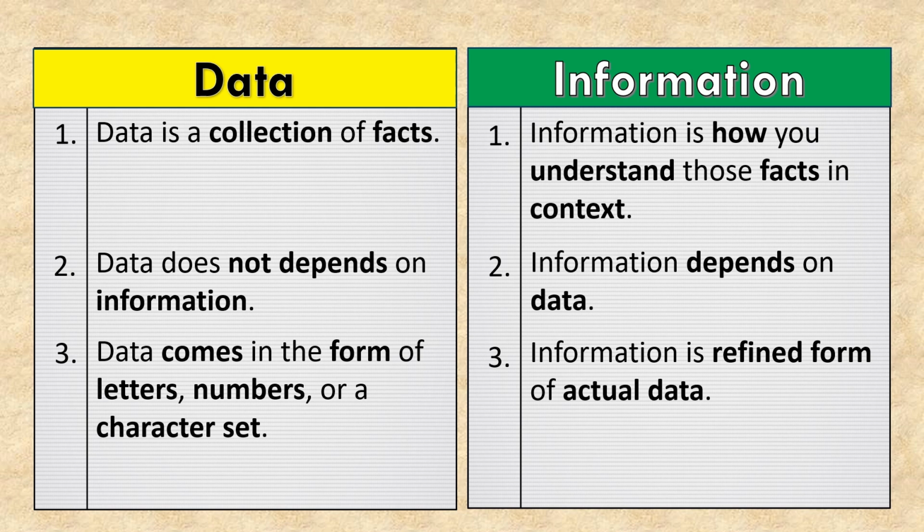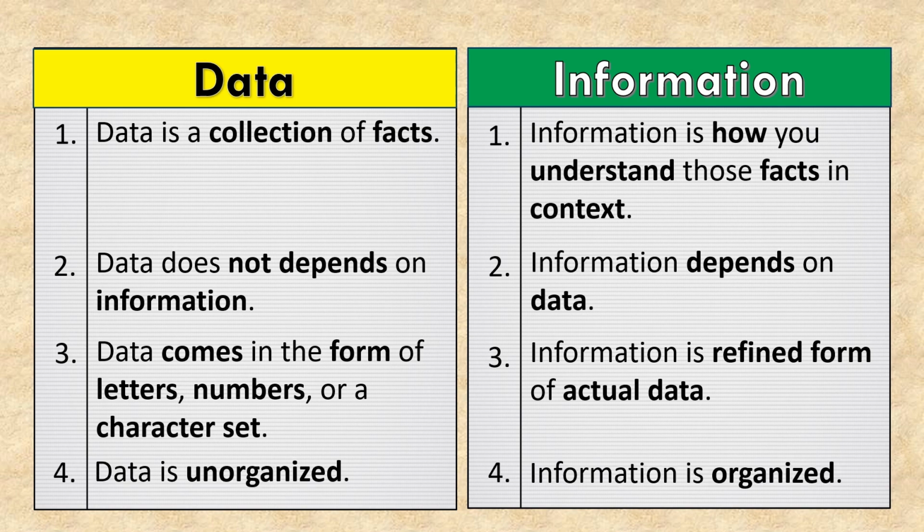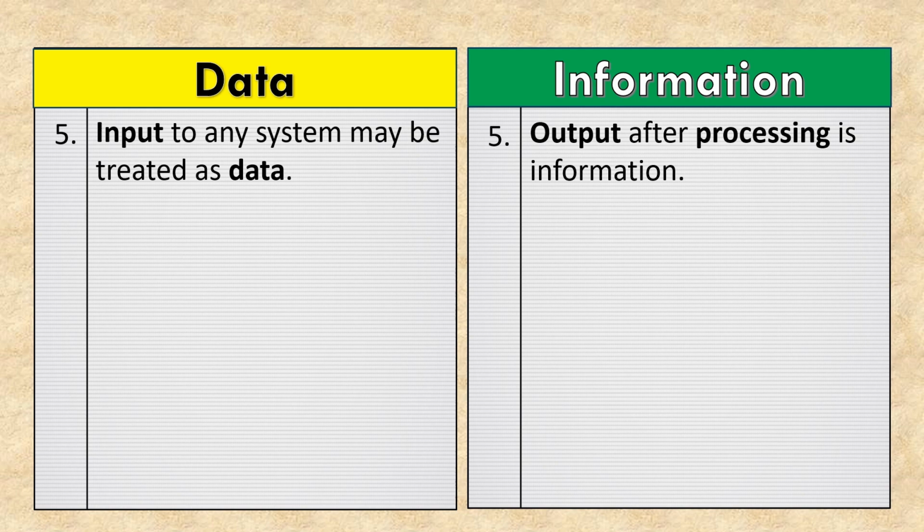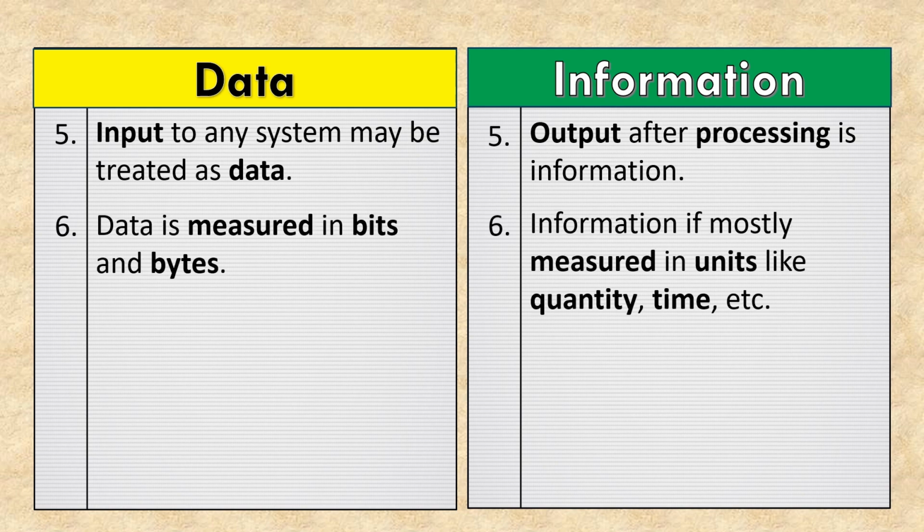Information is a refined form of actual data. Data is unorganized. Information is organized. Input to any system may be treated as data. Output after processing is information. Data is measured in bits and bytes. Information is mostly measured in units like quantity, time, etc.